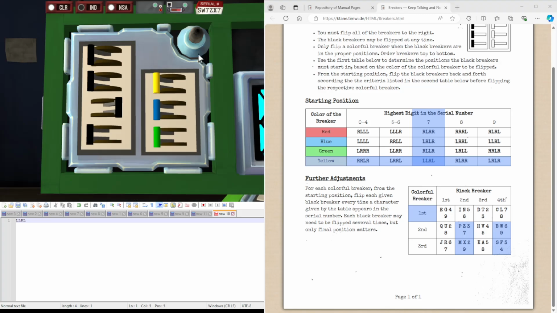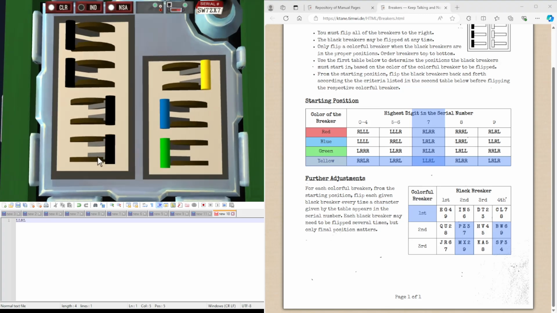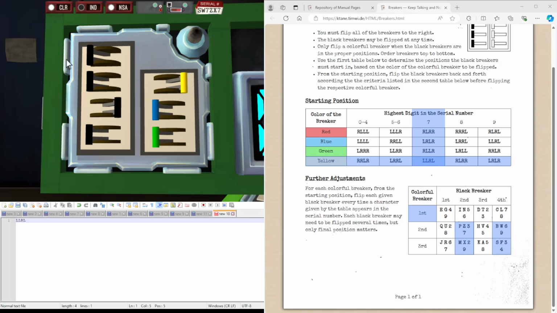So if we've done this correctly, we can just flip the yellow one now. Yeah. Because the only serial number character that mattered was the 7, but there were 2 of them, so it flipped it and then unflipped it again. In that case, it would have flipped this one, but then flipped it back again, so we still had left, left, right, left. So now we have the yellow one to the right. We can just ignore it now. It's where we want it to be. And we'd rather not touch it again.